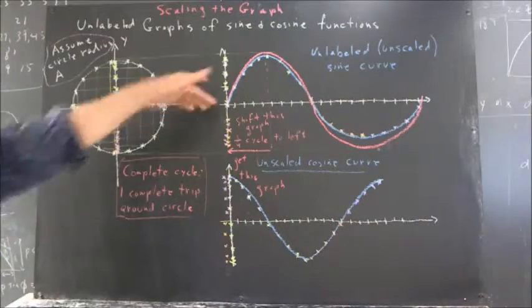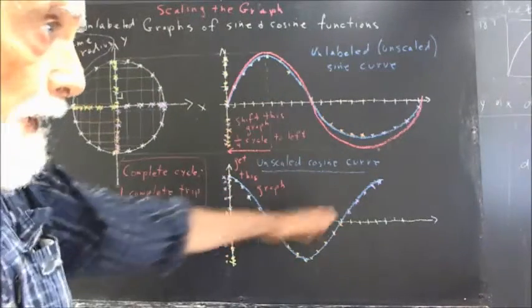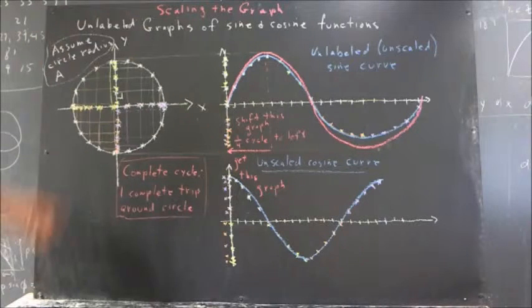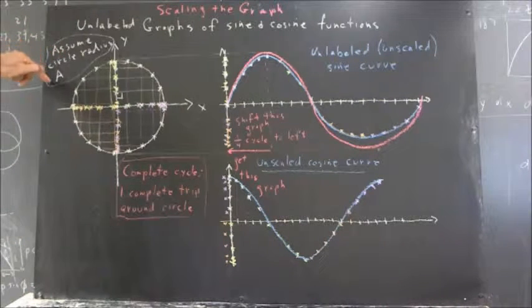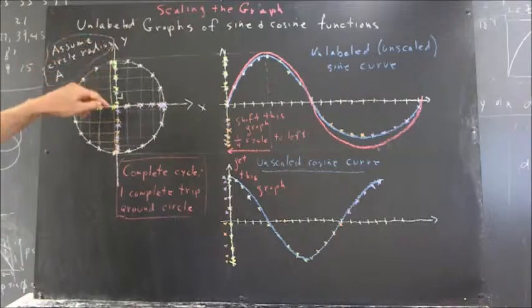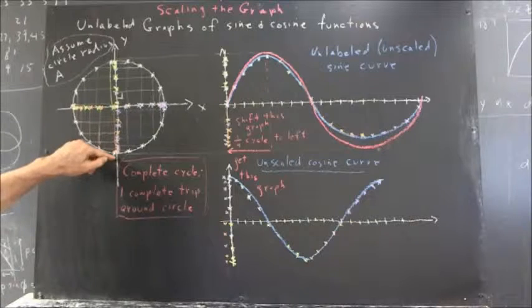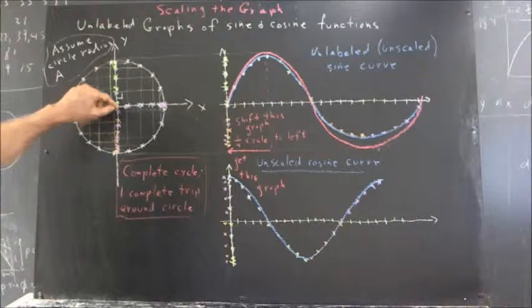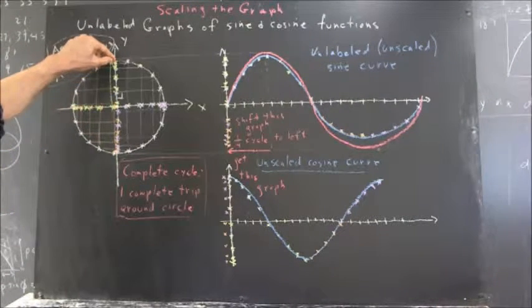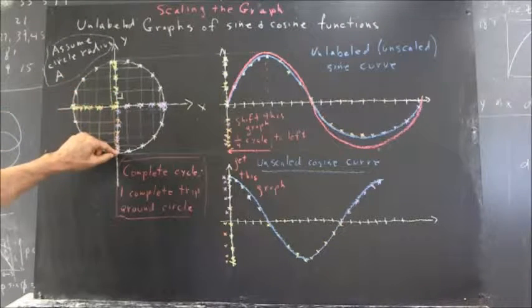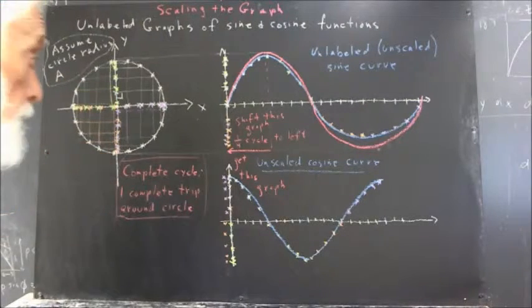Okay, now we're going to talk about how we might scale the graph of a sine or a cosine function. We're going to assume the circle has radius a. If so, then the y-coordinate ranges from a at the maximum to negative a at the minimum. Since the distance from the origin to the top of the circle is a, the distance from the origin to the bottom of the circle is a, but goes in the negative direction.